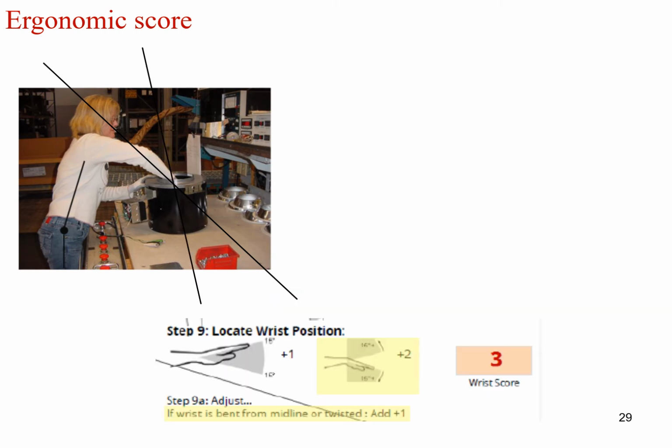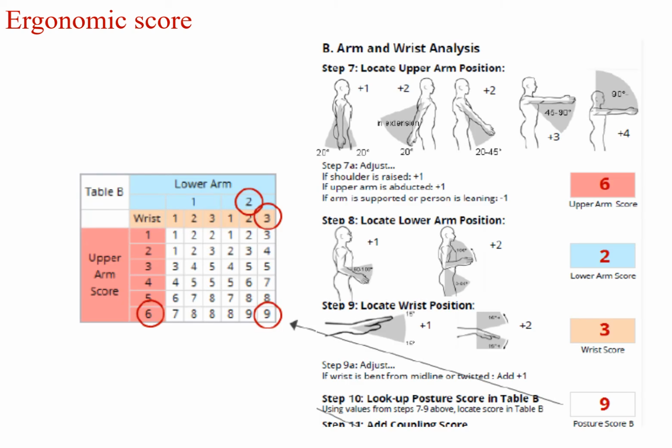Step 9. We locate wrist position. Even though we cannot see it in this picture, we think her right hand is bent a lot. That will give wrist score of 2 as a start. Since her right hand should be twisted also while working, we add another one to give wrist score 3. Based on upper arm score, lower arm score, and wrist score, we can look up posture score B from table B in the worksheet. Here we have posture score B equals 9.